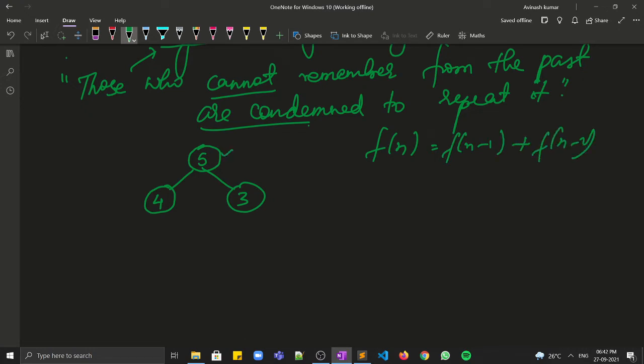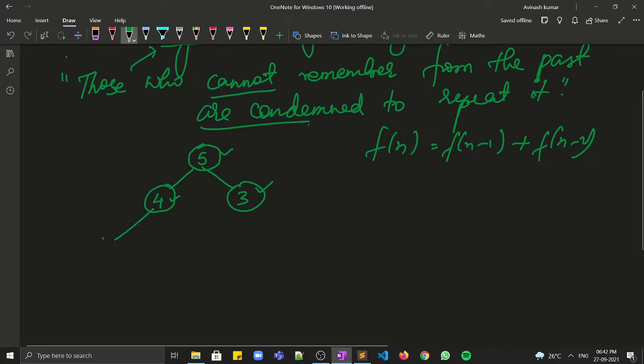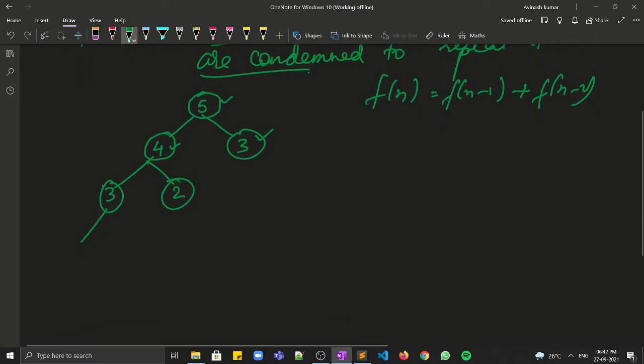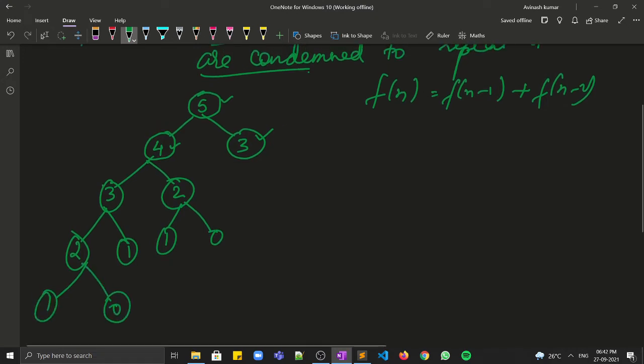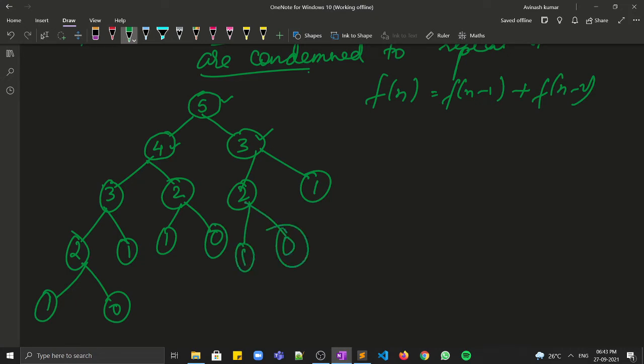So 5 will require Fibonacci of 4 and Fibonacci of 3, and similarly 4 will require Fibonacci of 3 and Fibonacci of 2. Similarly 3 will require Fibonacci of 2 and Fibonacci of 1. 2 will require Fibonacci of 1 and Fibonacci of 0. Here also 2 will require Fibonacci of 1 and Fibonacci of 0. Similarly 3 will require Fibonacci of 2 and Fibonacci of 1. Here again 2 will require Fibonacci of 1 and Fibonacci of 0.